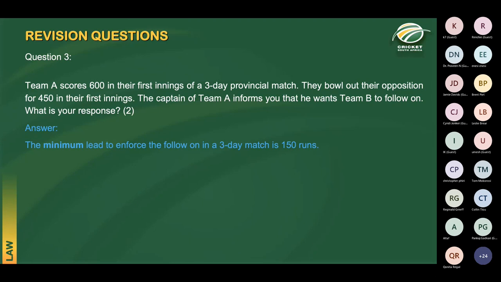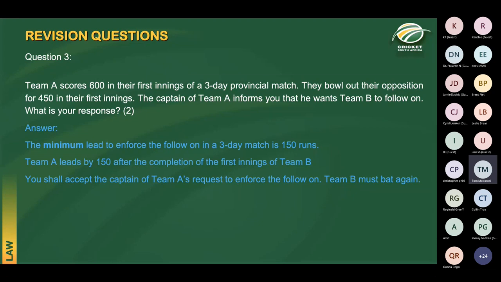By now, we should all know that the minimum lead to enforce a follow-on in a three-day match is 150 runs. Team A leads exactly by 150 runs after the completion of the first innings of Team B, so they are allowed to enforce the follow-on. You shall accept the captain of Team A's request to enforce the follow-on, and Team B must bat again.